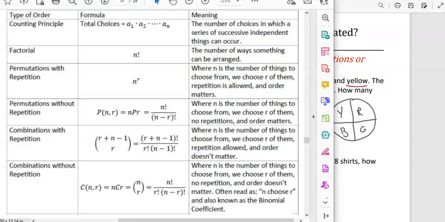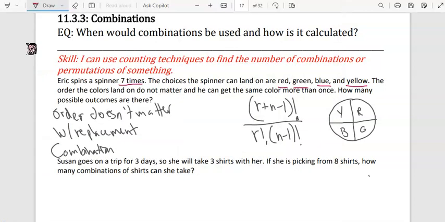If we refer to our booklet, it's going to be the second to last formula: r plus n minus 1 factorial all over r factorial times n minus 1 factorial, where n is the number of things to choose from, we choose r of them, repetition is allowed, and order doesn't matter. Let's identify n and r.